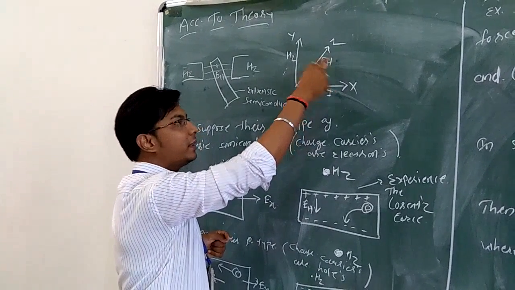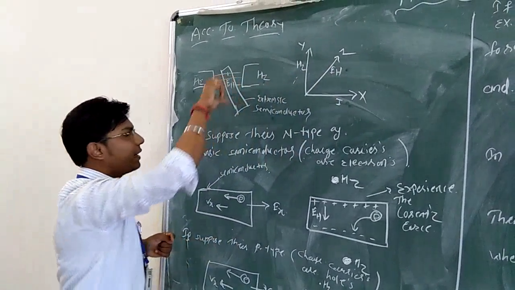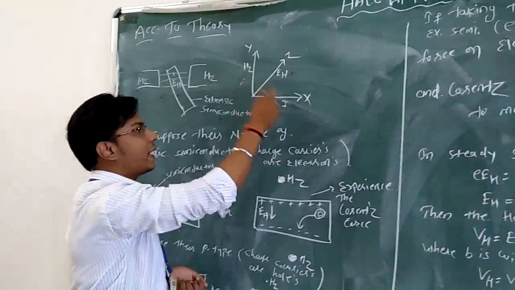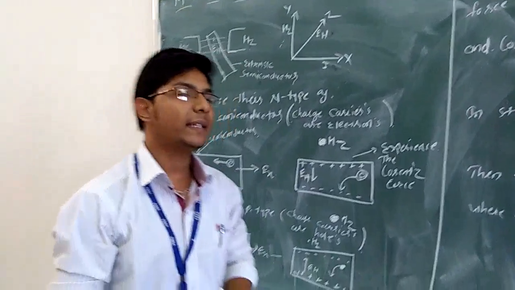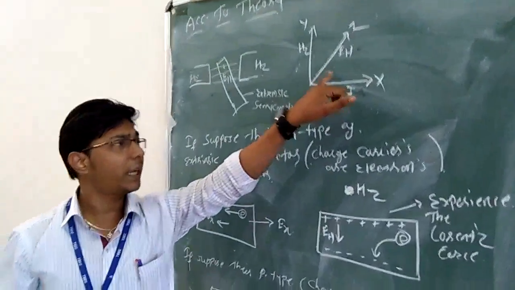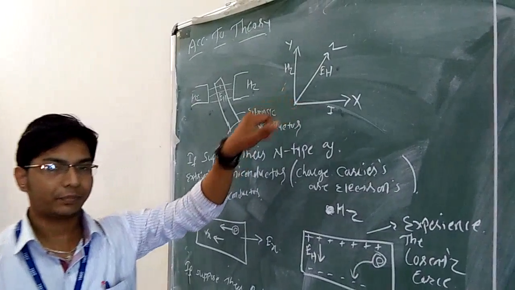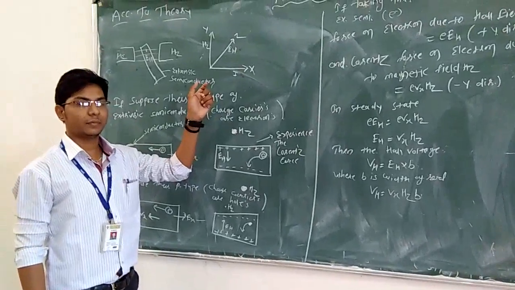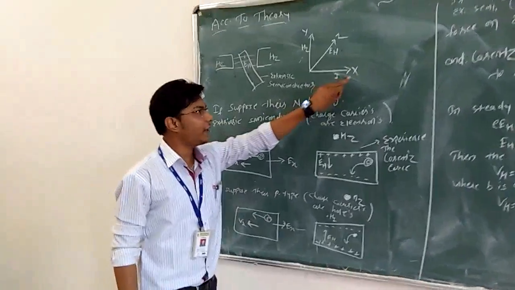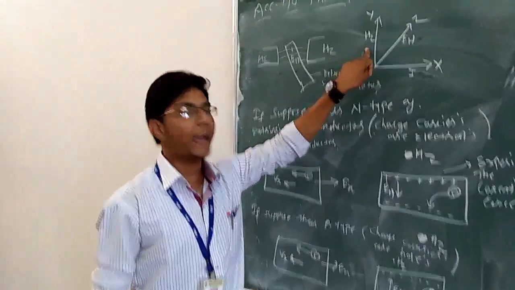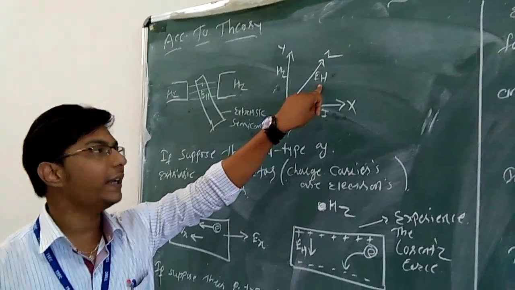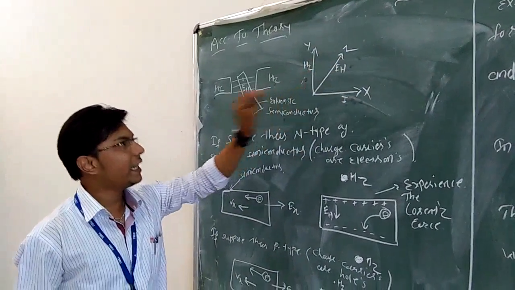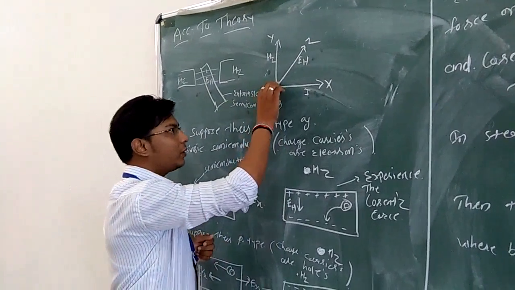That means the electric field which is developed in the rod is in the direction perpendicular to both x and y. The current is in the x direction, the magnetic field is in the y direction, and the electric field produced in the rod is in the z direction. The three directions are perpendicular to each other.